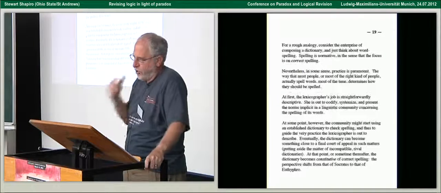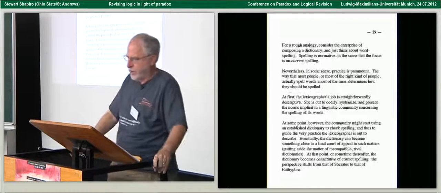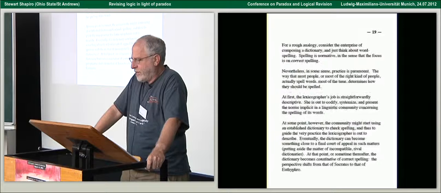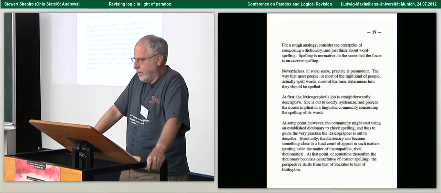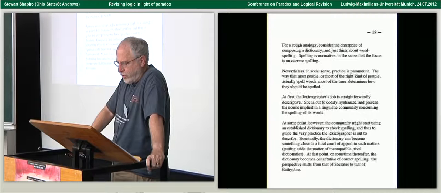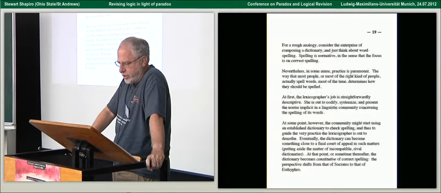Right? So at first, the lexicographer's job, the dictionary maker's job, is straightforwardly descriptive. She's out to codify, systematize, and present the norms implicit in a linguistic community concerning word spelling. At some point, though, the community starts to use, or might start to use, an established dictionary to check spelling, and thus to guide the very practice the lexicographer is out to describe. Eventually, the dictionary can become something close to a court of final appeal in such matters.